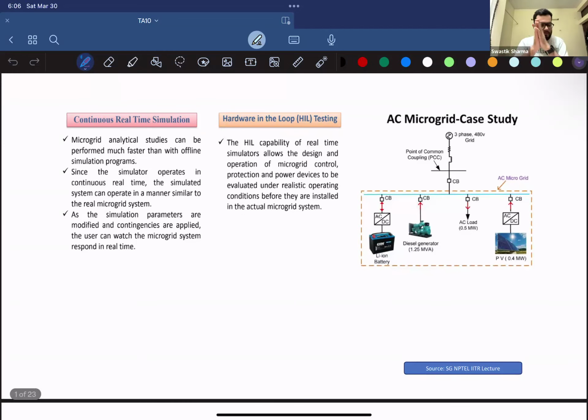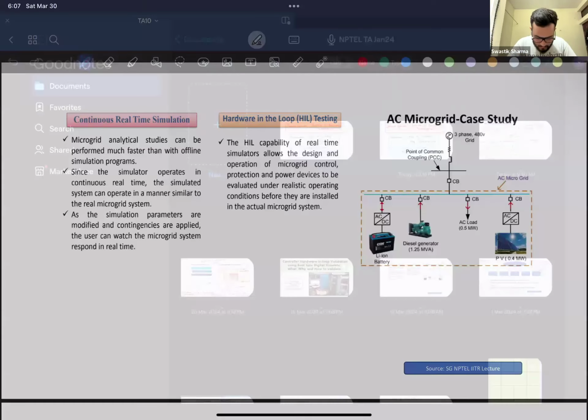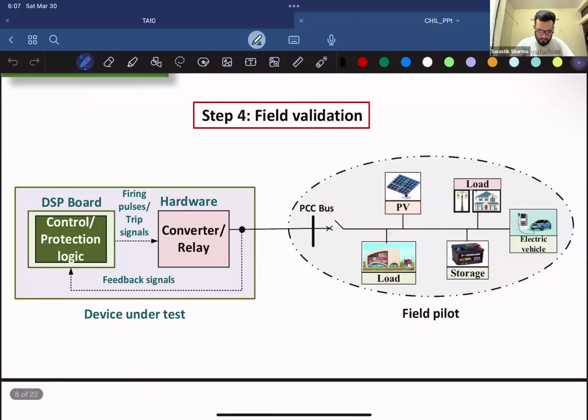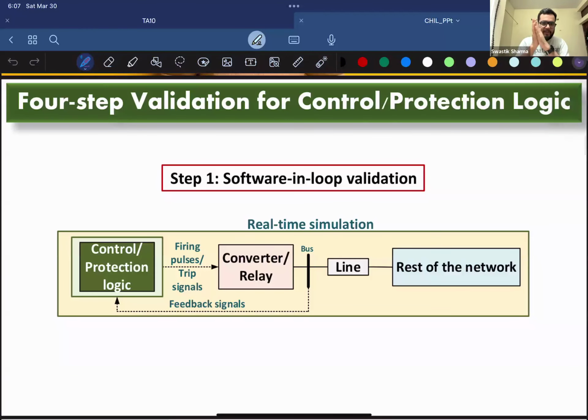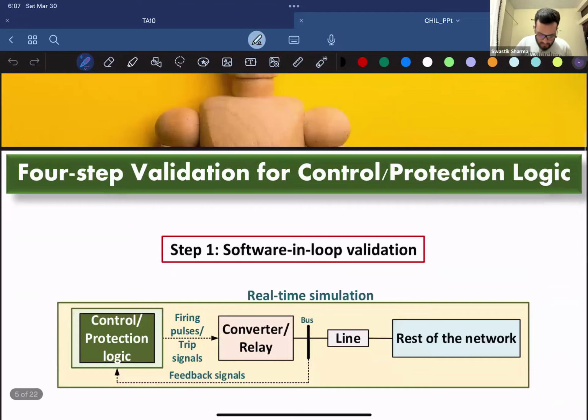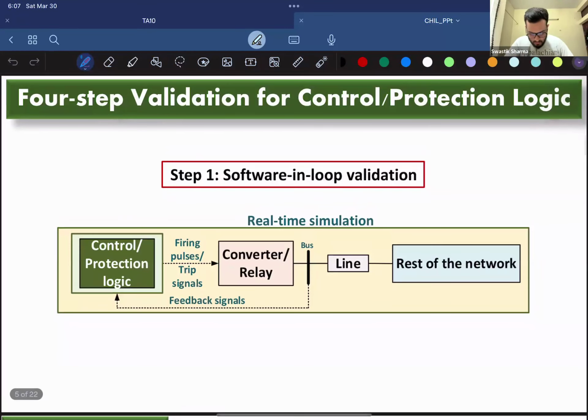And in real-time simulation, there are four validation steps, where the first step is software in loop validation. I'm giving this disclaimer: I've taken this PPT from my senior. She graduated last year. Her name is Dr. Shreyasi Stone. I've taken this slide deck from her.